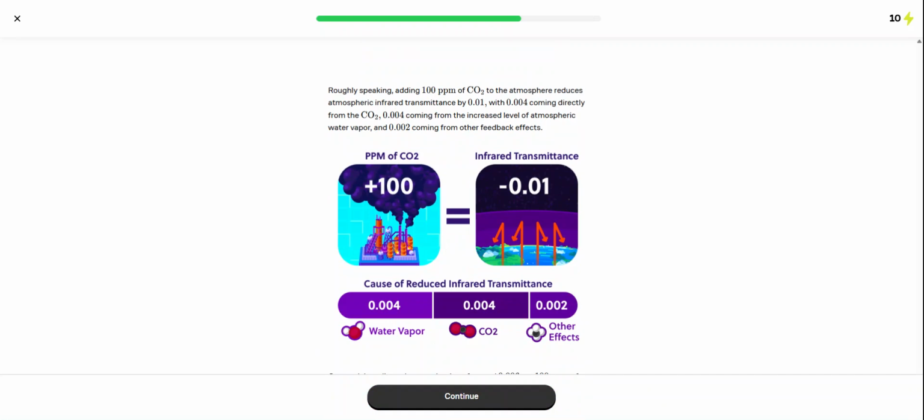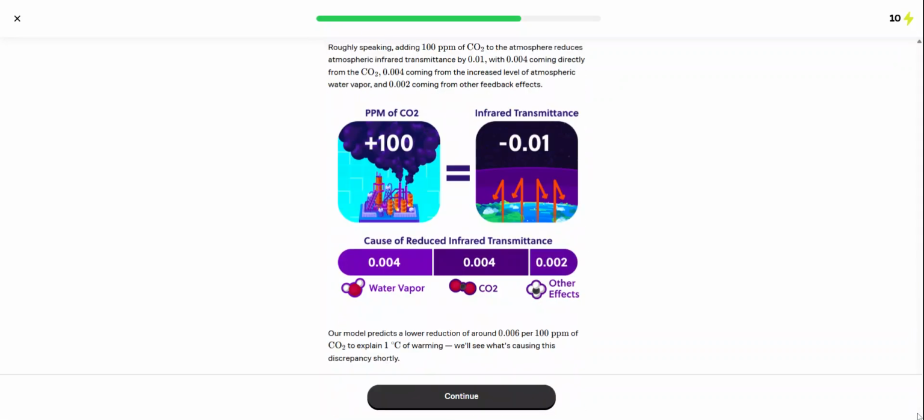Roughly speaking, adding 100 parts per million of CO2 to the atmosphere reduces atmospheric infrared transmittance by 0.01, with 0.004 coming directly from the CO2, the increased level of atmospheric water vapor, and 0.002 coming from other feedback effects. Wait, like this. This plus 100 is equal to 0.01. Because of reduced infrared transmittance, this water vapor, CO2, and other effects are rough estimations of how much concentration will be affected when you consider these two global problems.